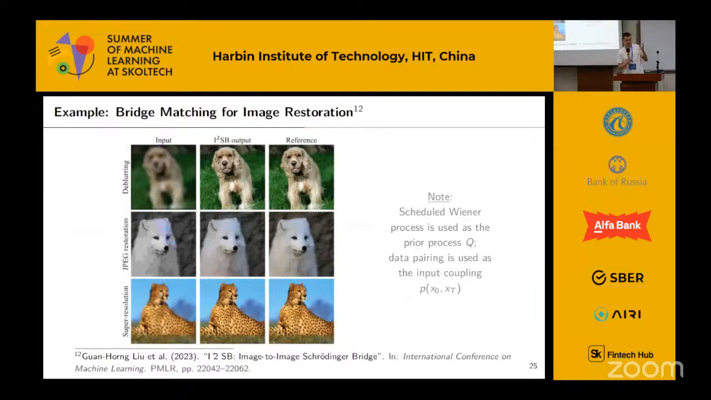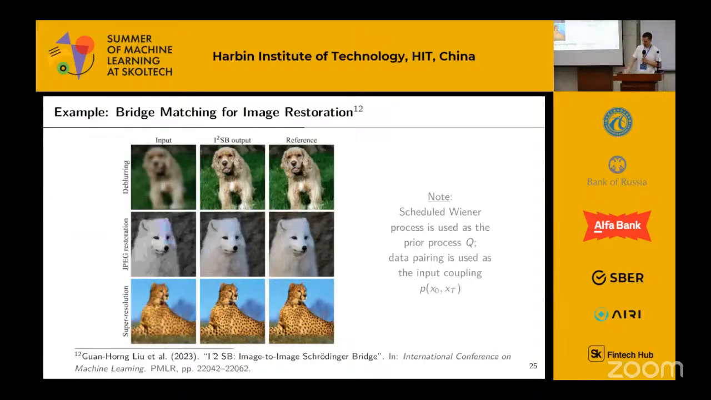So, how does this stuff work in practice? It works really well. It works much better than conditional diffusion models because in this case, the generation of a new image, the diffusion process, starts not from random noise. It already starts from some meaningful object.